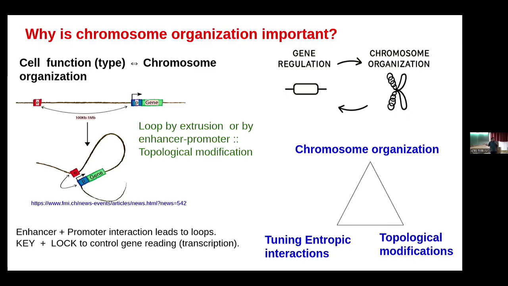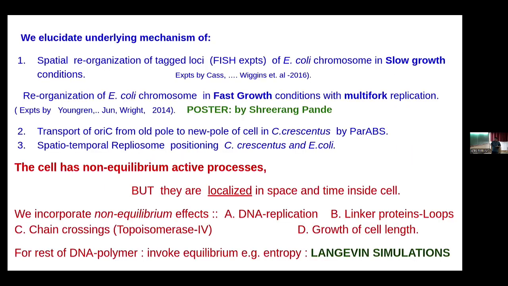So I'm basically a polymer physicist. I tune entropic interactions between polymer segments by introducing well-designed loops. And once I have an understanding for it, sometimes I use that to explain chromosome organization. So my talk will be giving biological problems, but then going into polymer physics and coming back and explaining that. And I shall explain what I mean. In particular, what I'm going to talk about is spatial reorganization of tagged loci of FISH of E. coli chromosomes in slow growth, and explain that using very simple polymer physics based models.